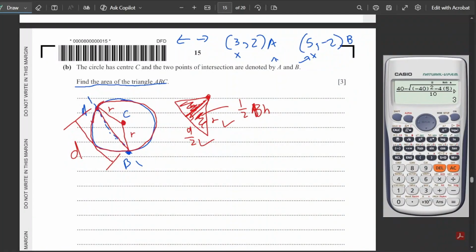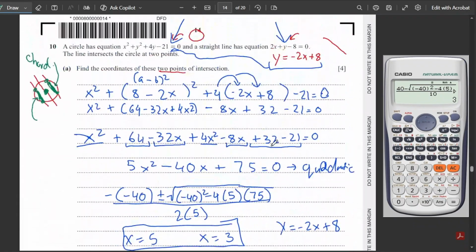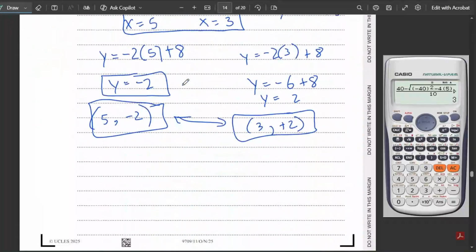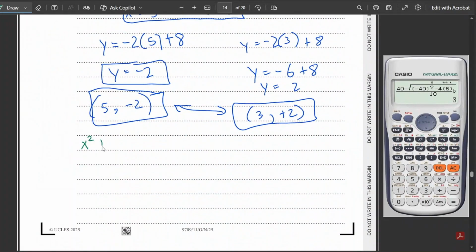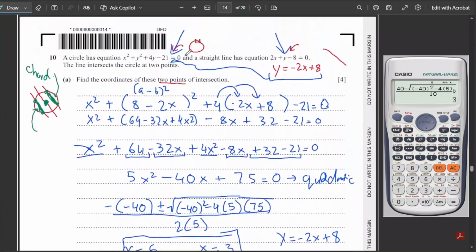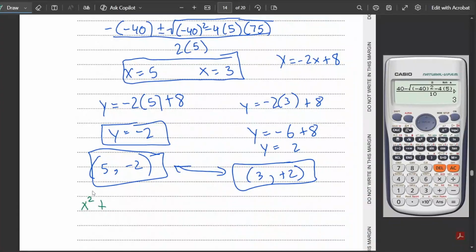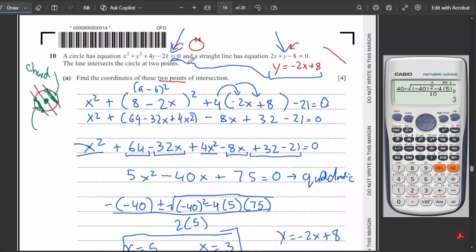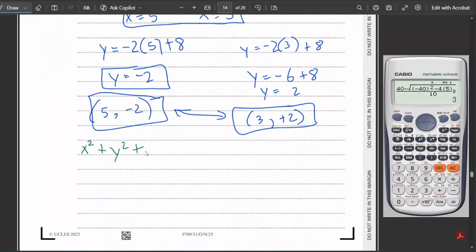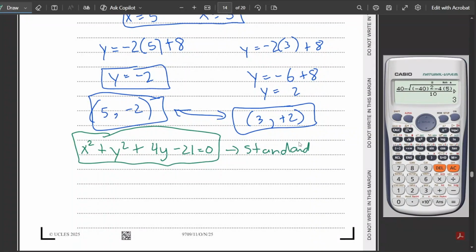Now the question is, how do we find the radius of this circle? We can do that by looking at the equation. So I can go back to the equation over here: x squared plus y squared plus 4y minus 21 equals 0. Okay, so it's this thing right over here. How do we find out the radius? Well, you need to take this form to the standard form, and then from that standard form, you will be able to tell what the radius is, and you will be able to tell what the center coordinates are. So how do we do that?